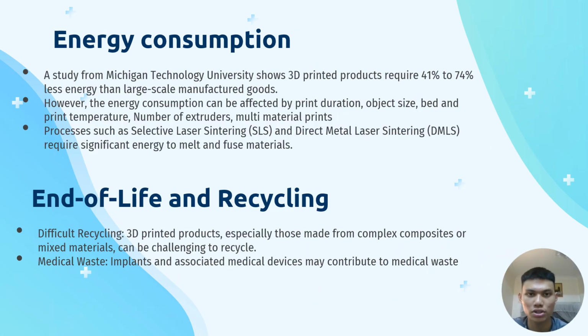For the energy consumption, 3D printed products require 41% to 74% less energy than large-scale manufactured goods, according to a study from Michigan Technological University. However, several factors can affect the energy consumption, such as the print duration, object size, bed and print temperature, number of extruders, and multi-material prints. Certain processes like selective laser sintering (SLS) and direct metal laser sintering (DMLS) demand significant energy to melt and fuse materials.